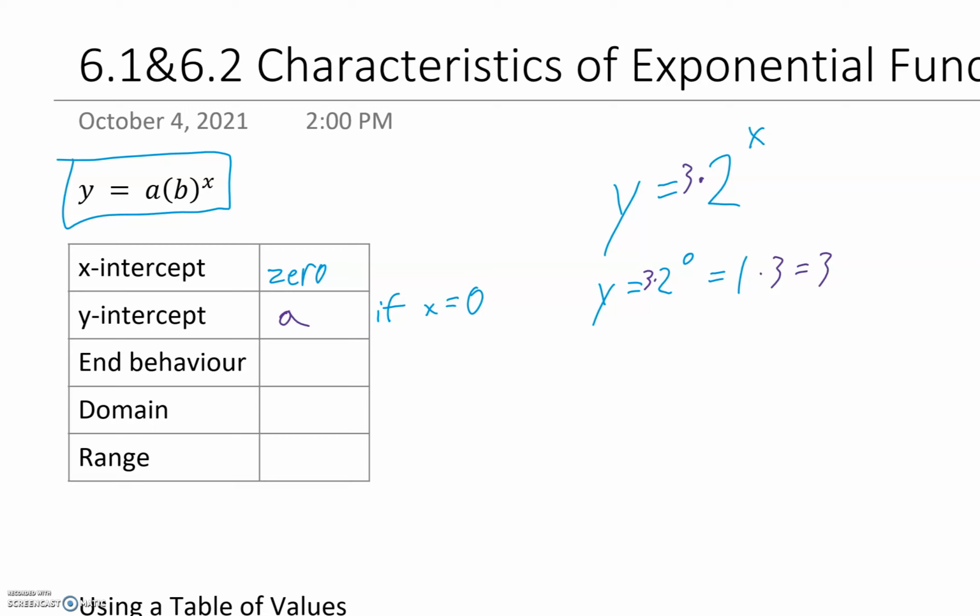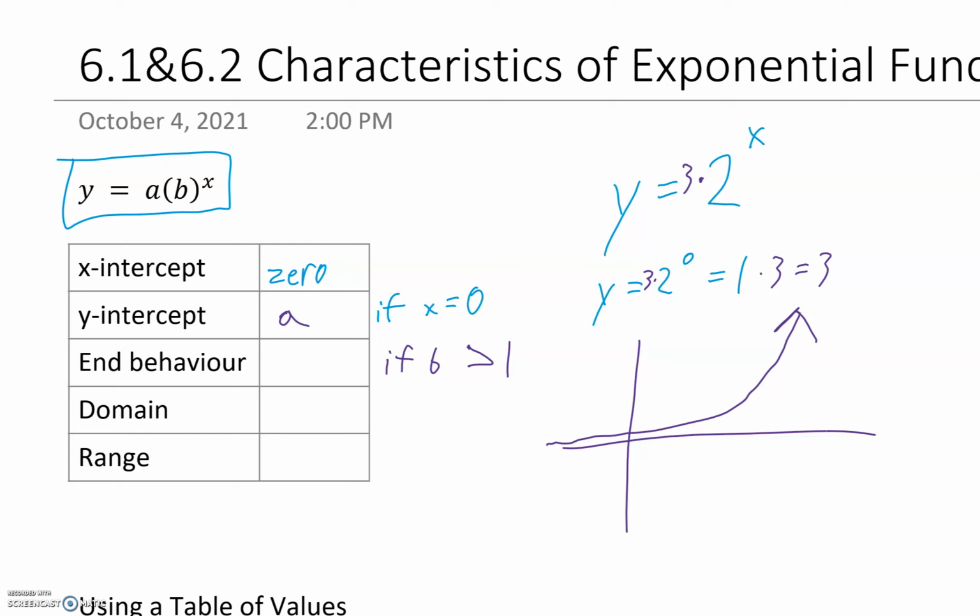Okay, the end behavior is given by b. So if b is greater than 1, then it's going to go upwards. So I'll just draw what that looks like right now. That means it's going to start really, really small and go up like this.